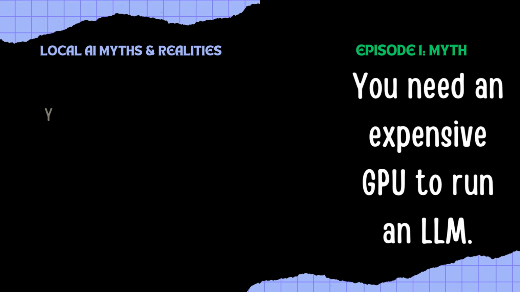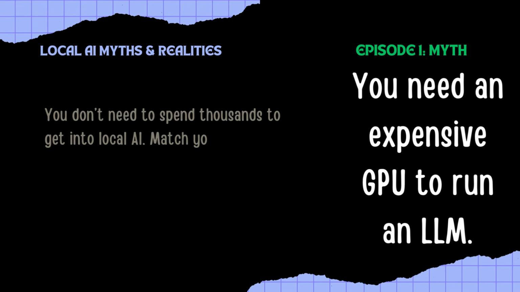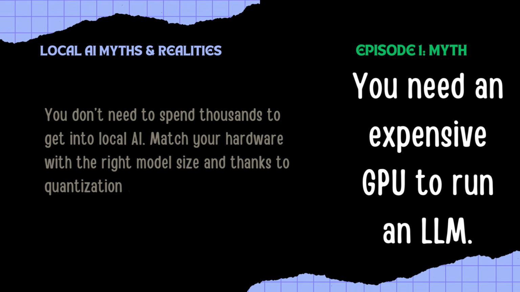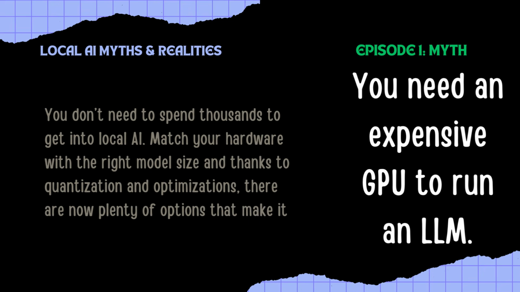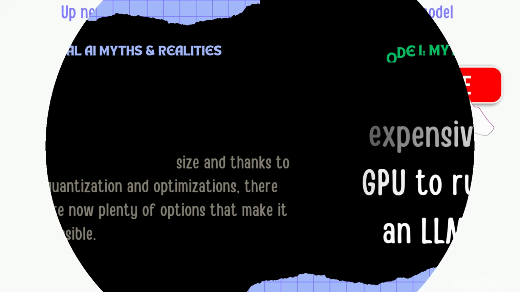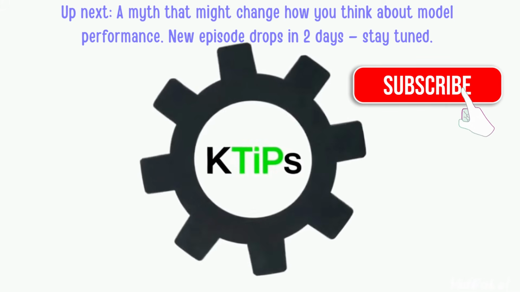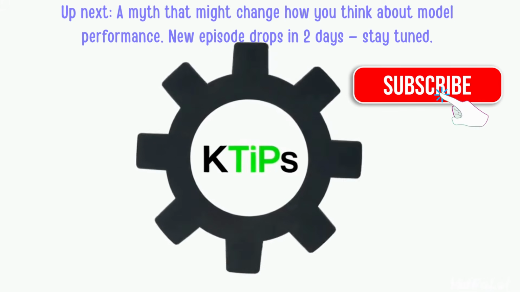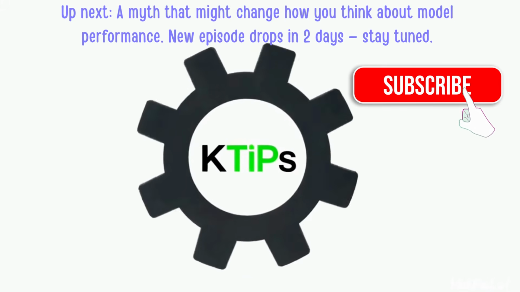So the key takeaway is this: you don't need to spend thousands just to get into local AI. You just need to match your hardware with the right model size. And thanks to quantization and optimizations, there are now plenty of options that make it possible. And that's only the beginning. Let's just say the next myth might change how you think about model performance entirely.